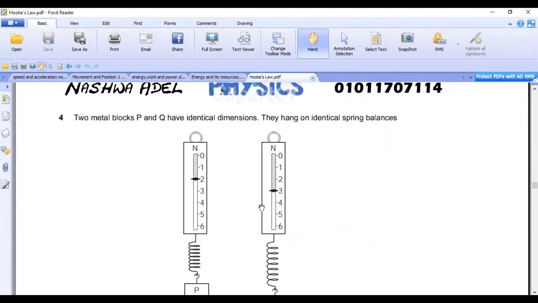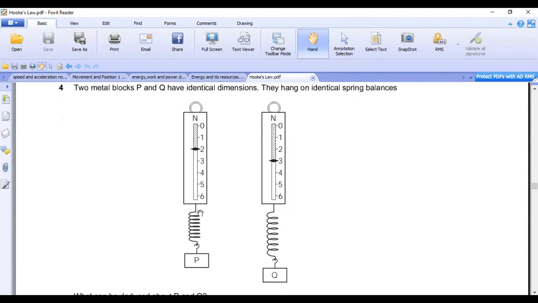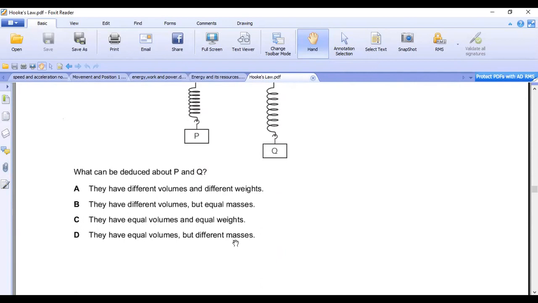Let's have another question. Two metal blocks P and Q have identical dimensions. They hang on identical springs. Okay, this is P and Q. As you see here, the weight of Q is greater than the weight of P. Okay, what is the question? What can be deduced about P and Q? Okay. They have different volumes.